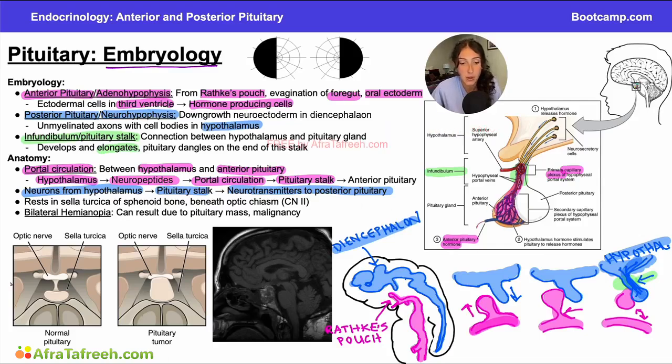Now, one final note on the anatomy of our pituitary gland. Our pituitary gland is going to rest in the sella turcica. And the sella turcica is kind of this saddle-shaped area of the sphenoid bone. So if you look down here, you can see that we have our pituitary gland kind of nestled in this sella turcica, or Turkish saddle, which is part of the sphenoid bone.